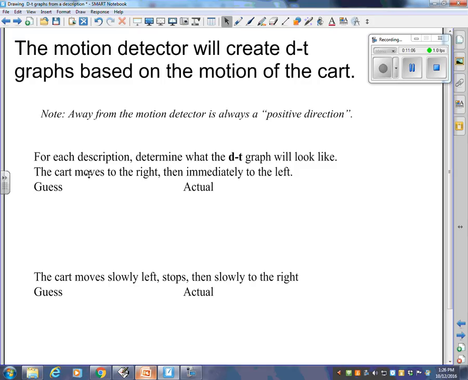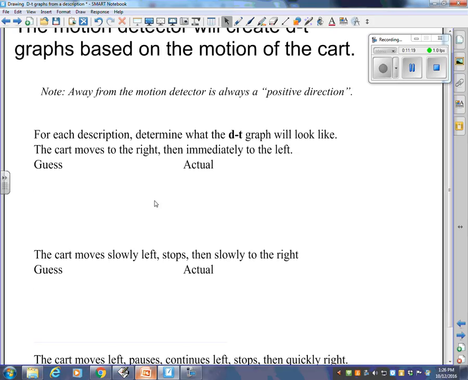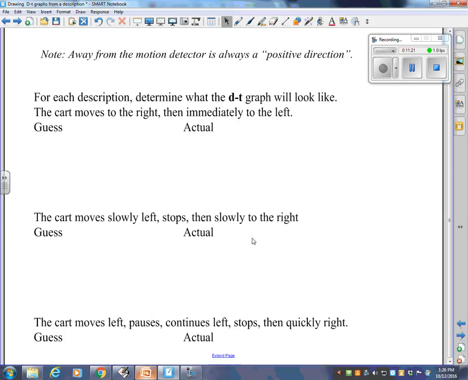Okay, so for each description, determine, actually, you know what? You've got to do your guesses. We'll sit down. For each description, determine what the DT graph will look like. So you've got three situations. You've got the cart moves right, then immediately to the left. Cart moves slowly left, stops, then slowly to right. And then the third one here, you've got a spot there under guess, right?